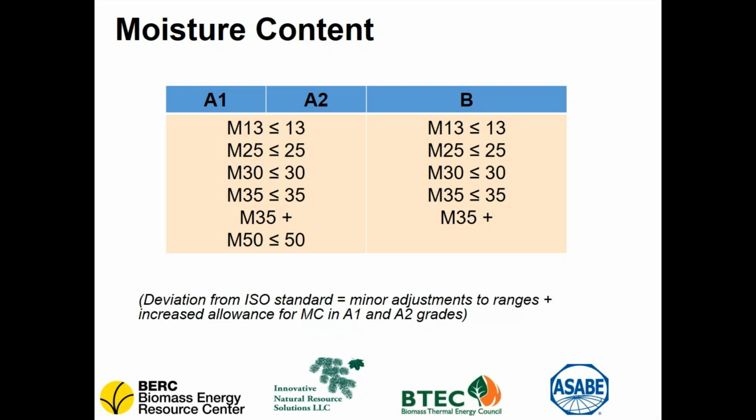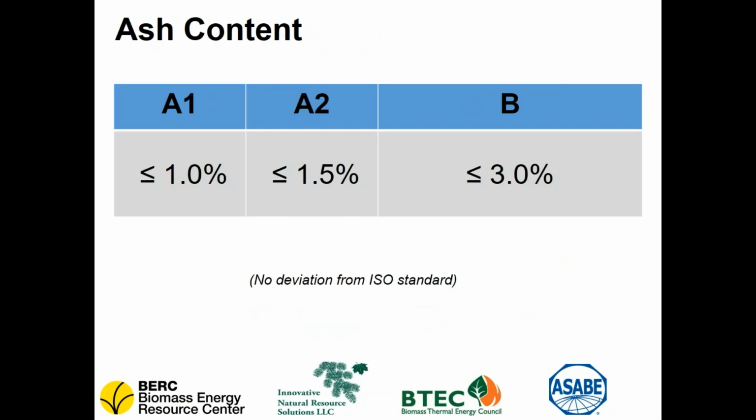Our committee felt that the moisture content of the wood chips as received is important, but we needed to have greater allowance for the potential for on-site drying of the chips. So we recognized the importance of low moisture content in the overall grade, but felt that a little bit more flexibility, allowing more moist chips, was appropriate, and a deviation from the ISO standard. Next slide.